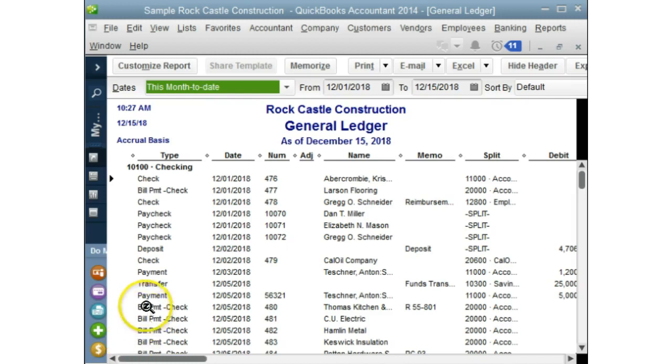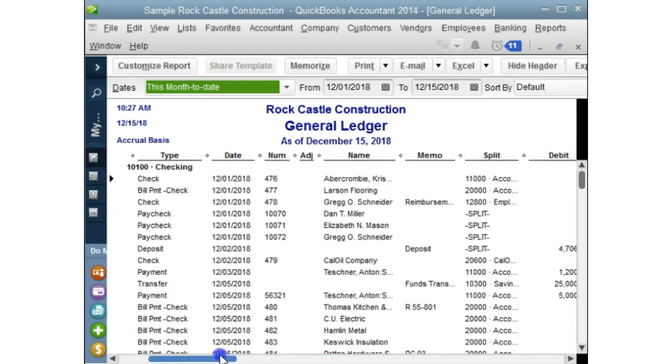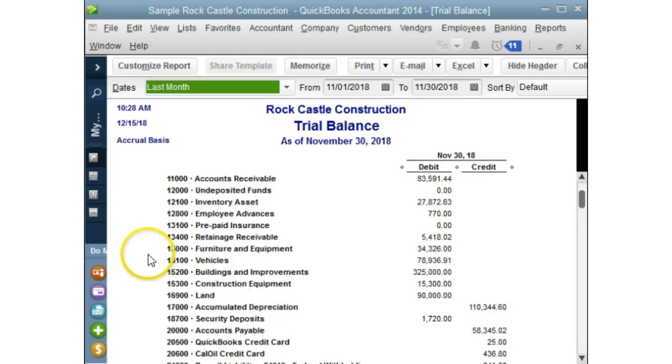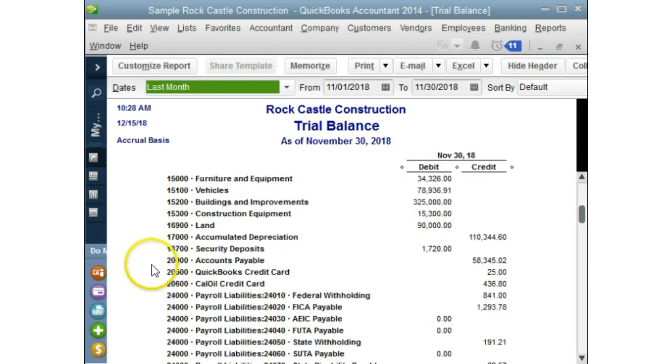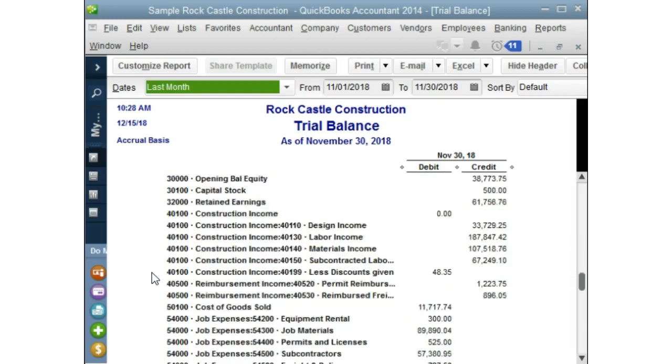Here is the general ledger, and as you can see, there are checks, paychecks, transfers, all the transactions that we've done in QuickBooks with their balances. Once it's in here, QuickBooks creates the trial balance. The trial balance is a list of all the transactions entered in the appropriate accounts that you have set up in QuickBooks. And this is an example of the trial balance.